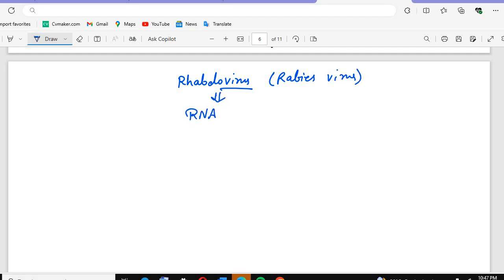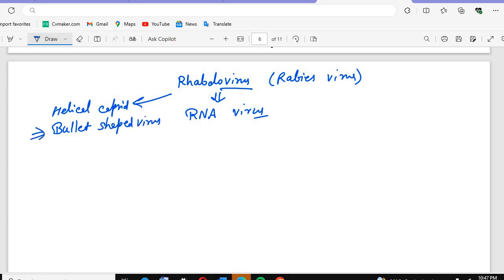When we talk about the rabies virus, we call it the rhabdovirus, or in simple words, the rabies virus. This is an RNA virus with a helical capsid, and it is a bullet-shaped virus. Always remember, sometimes they can give you the keyword bullet-shaped virus, which means the rabies virus or rhabdovirus.